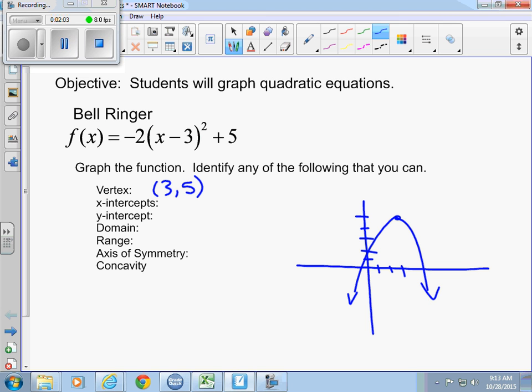Does anyone see where that's coming from in the equation? The 3 and the 5? Yeah. There it is, right? So maybe we could have done that without a calculator. Maybe. But we use a calculator. It's great.